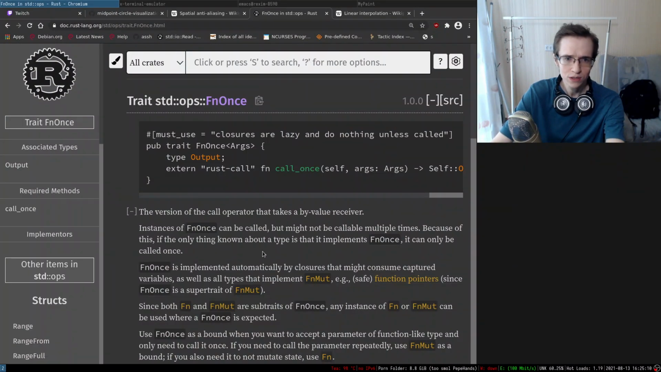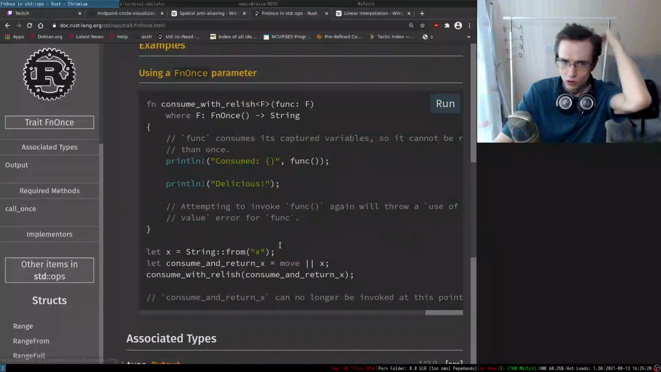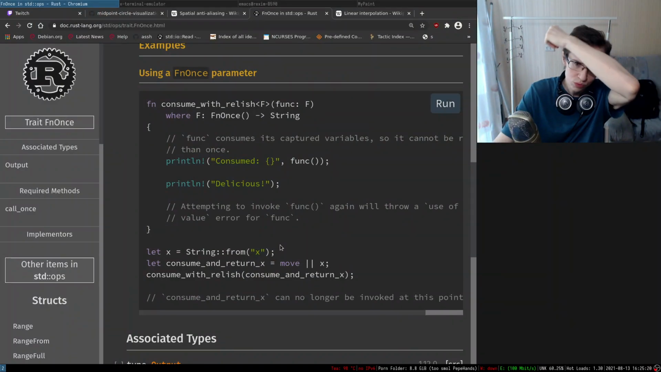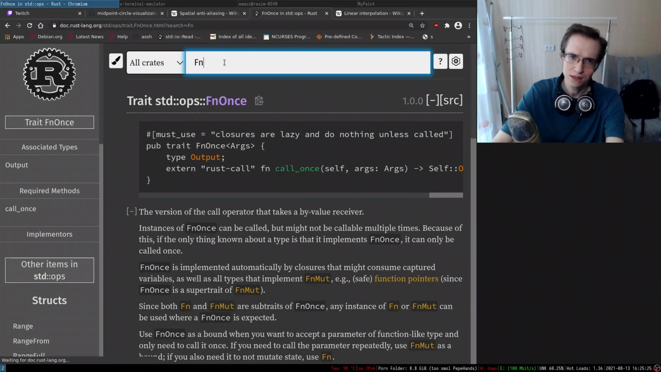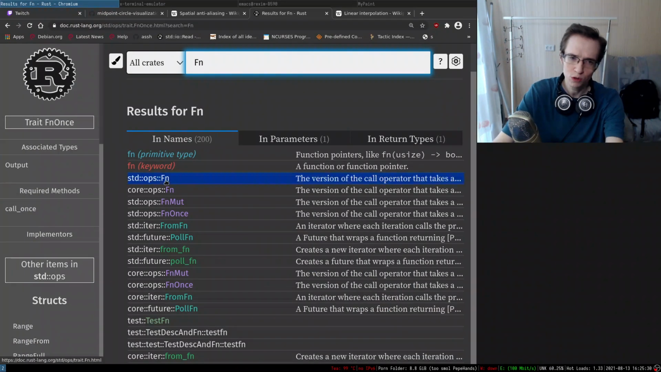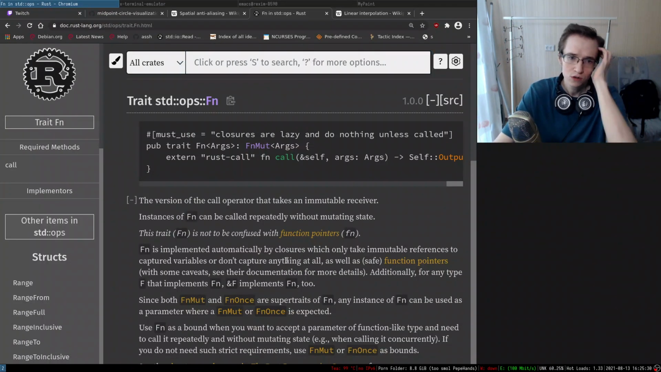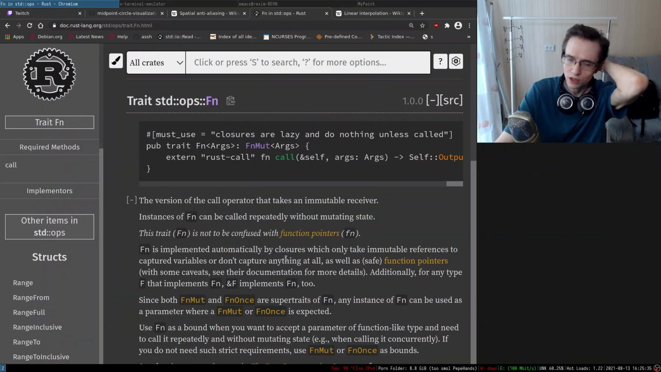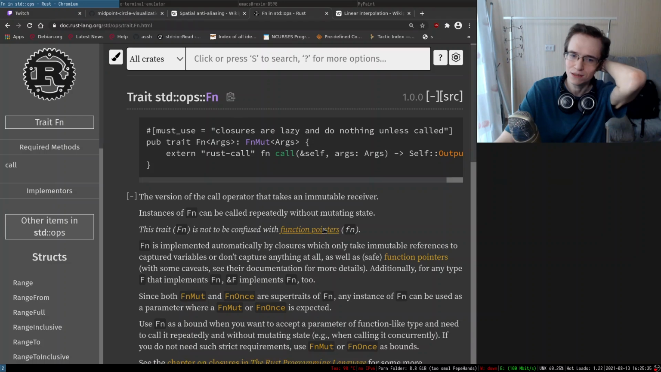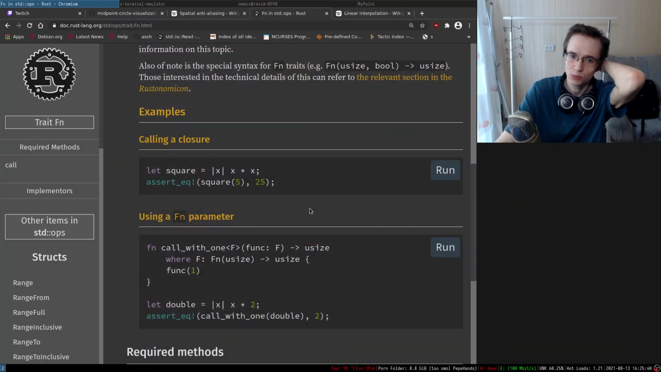So you have an FnOnce, whose call operator takes a by-value receiver, so it can be called but not callable multiple times. I think we need an Fn, because it should be callable multiple times, right? The call operator takes an immutable receiver and can be called repeatedly without mutating state, because it doesn't really mutate any state. So that's precisely what we want in here.